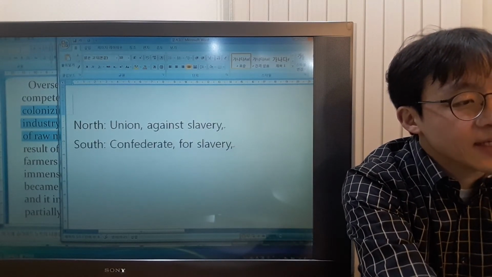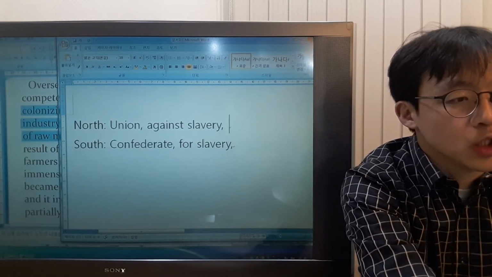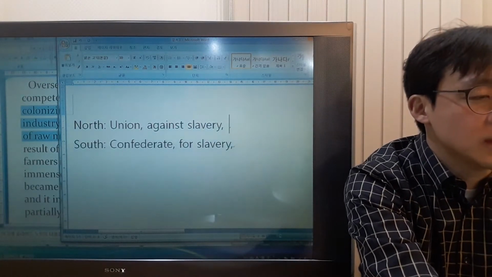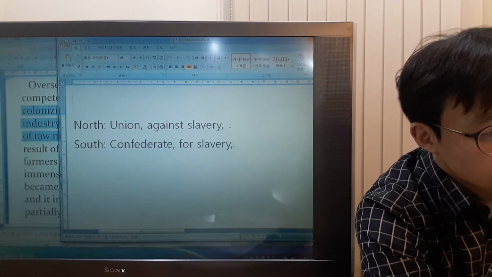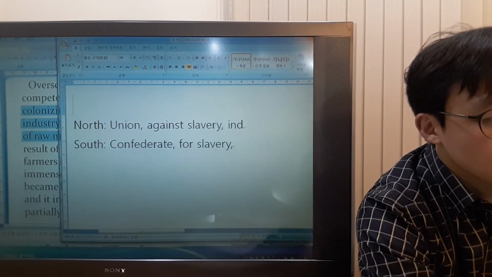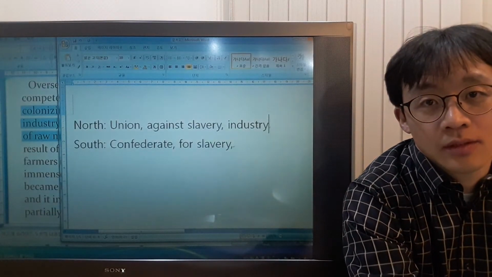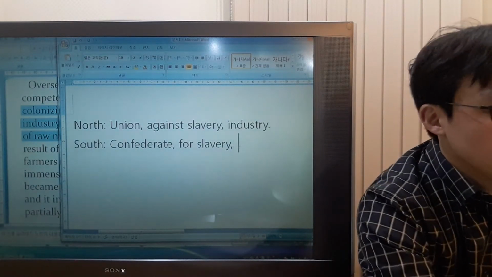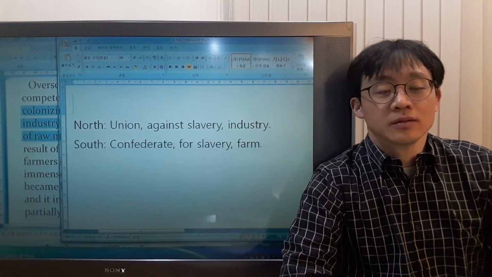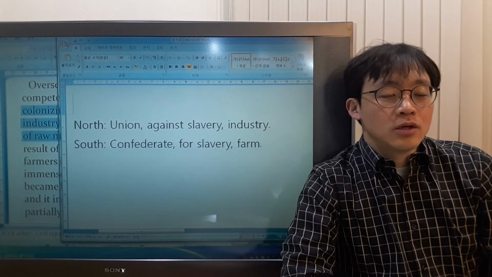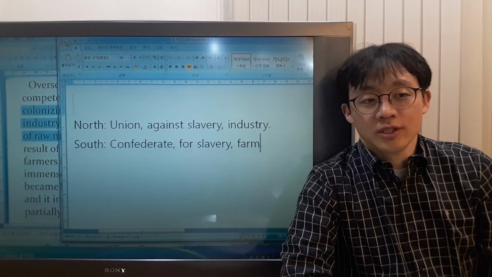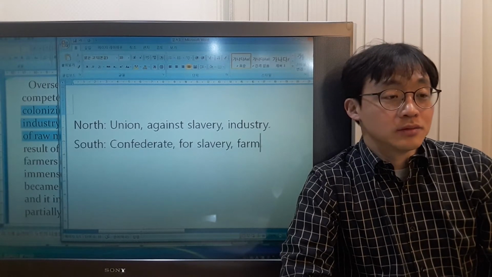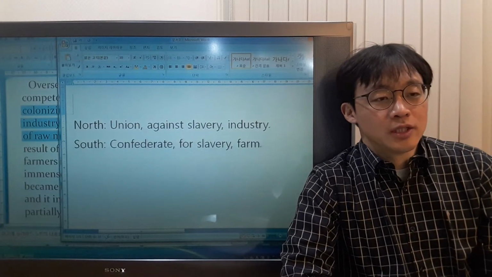So why was the North against slavery? Because they were good people? You sure? That's because in the North, industry was developed, okay? Factories, right? While in the South, they were mostly farming. So in the South, they needed manpower, which was the slaves, all right? And the northern states, because the goods were produced by machines, didn't need that many slaves.